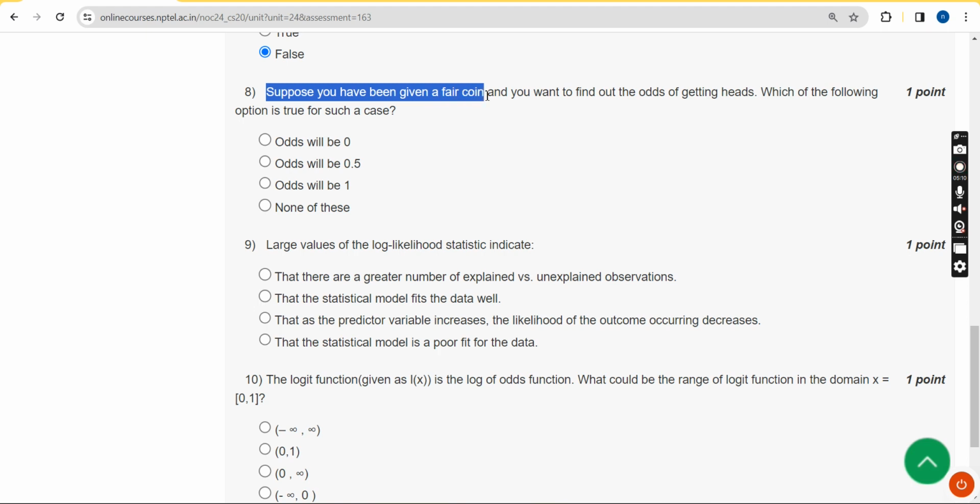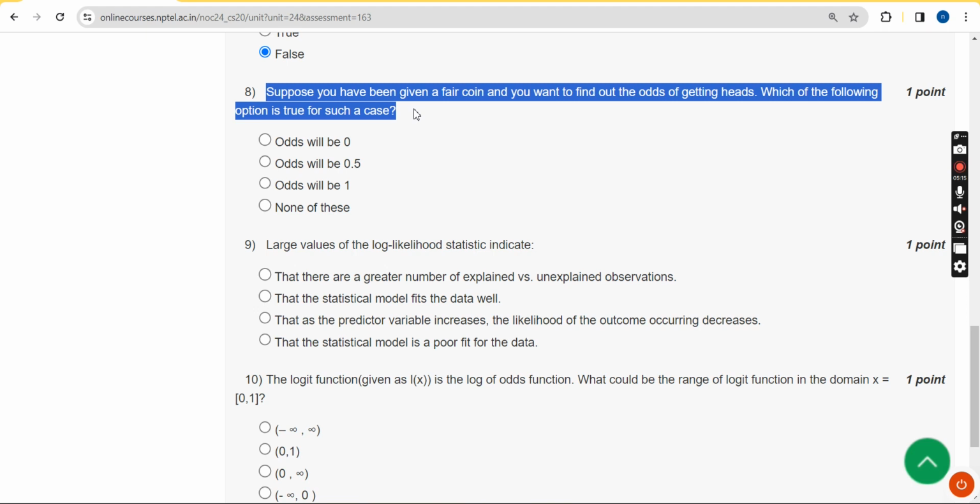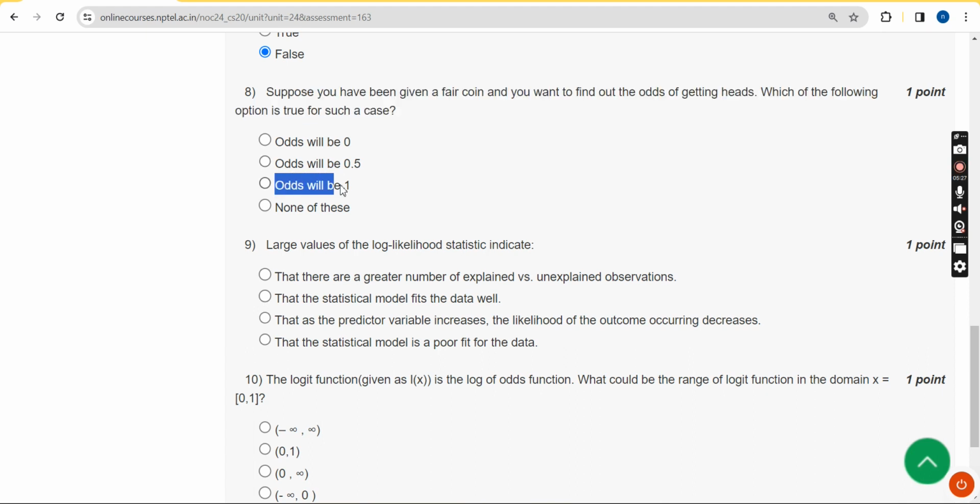Suppose you have been given a fair coin and you want to find out the odds of getting heads. Which of the following options is true for such a case? So for the 8th question, it is option C, guys. Odds will be 1. Next, moving on to the 9th one.